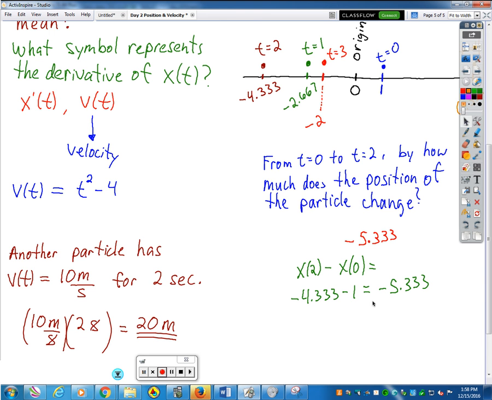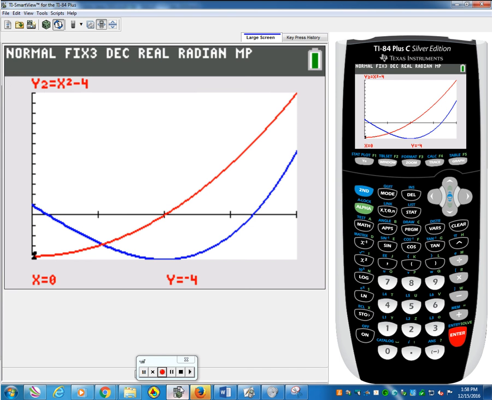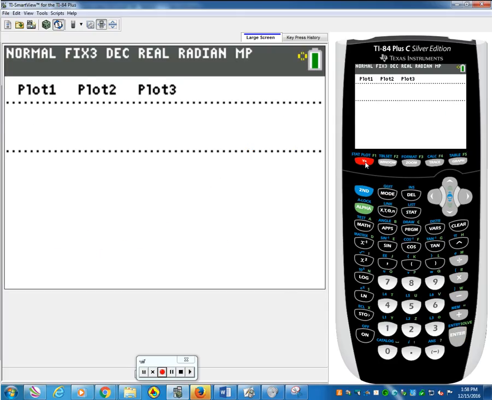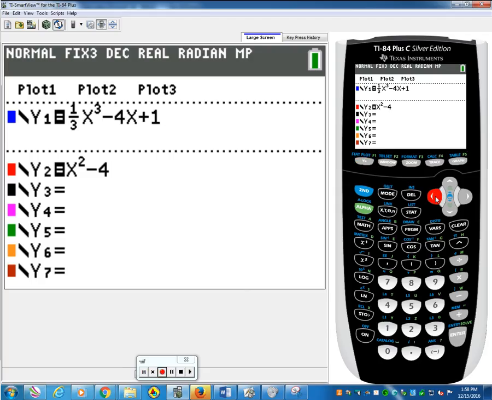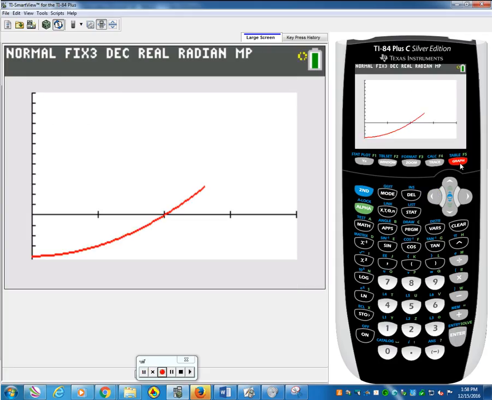What we're driving towards is this. We're trying to figure out, for future problems, what if you don't have the position? All you have is the velocity. You do not have a formula for the position, only a formula for the velocity. Can you still figure out by what amount the particle's position will change between time equals 0 and time equals 2?